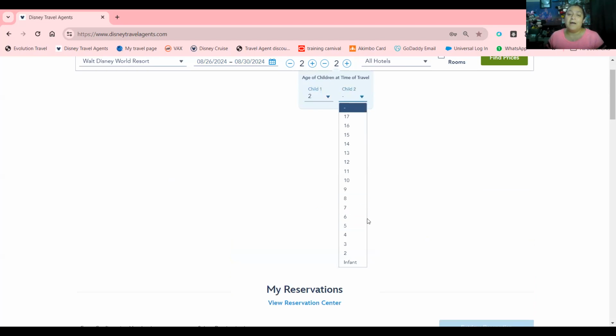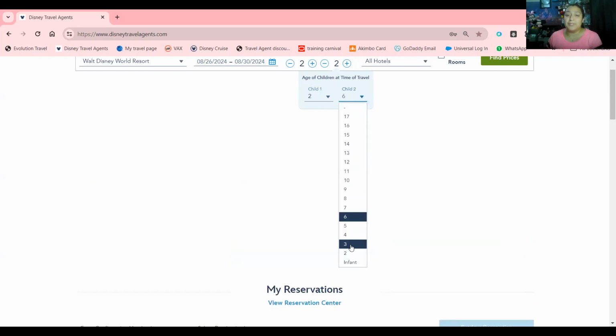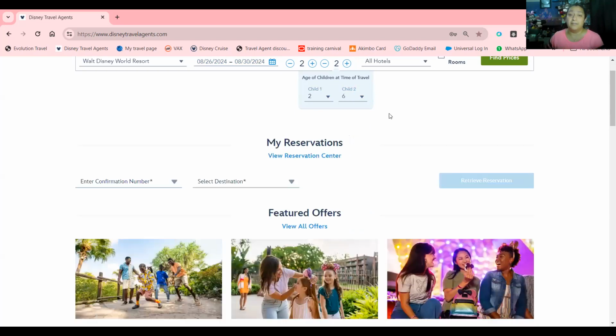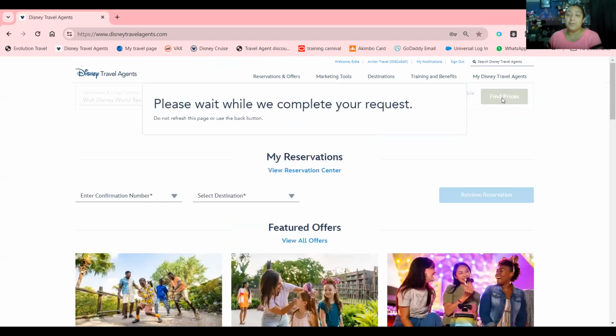Okay. And the other one, let's just say we want a 6-year-old. The next price mark is from a 3-year-old all the way to a 9-year-old, and then another one is from 10 to 17. Those are the 3 price marks. From there, once we're done, we're just going to go find prices.